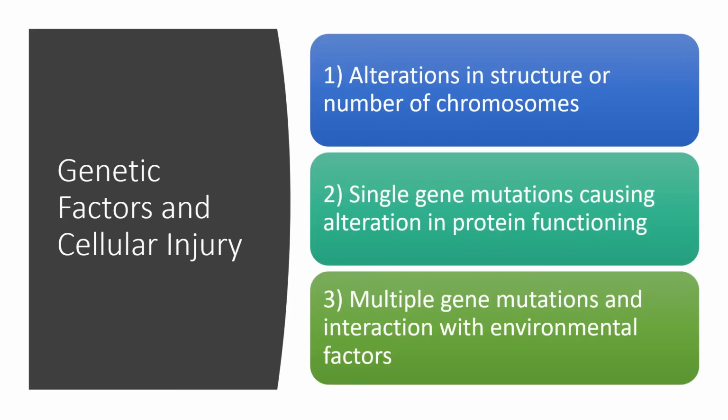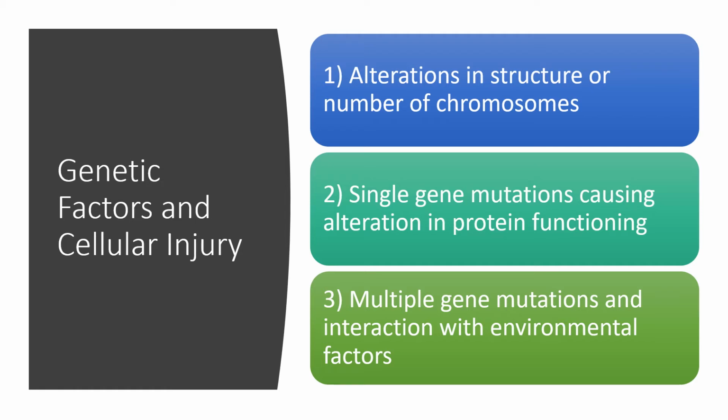So now we're going to move out of the cellular component, and we're going to talk about different types of genetic abnormalities that may result in cellular injury. So what happens if we have an alteration in the number of chromosomes we have? What if we have an extra chromosome somewhere? Can anybody think of a condition where we have an extra chromosome?